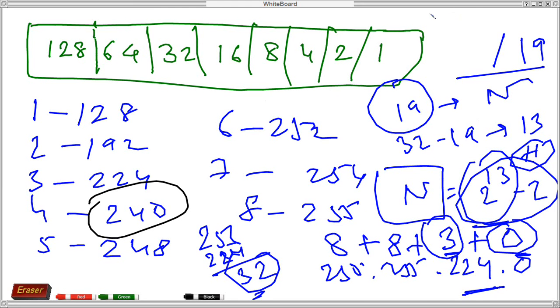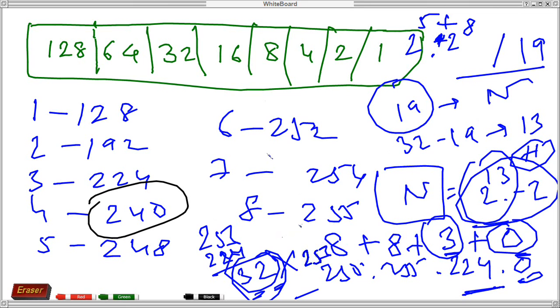It will be 2 to the power 8 plus 2 to the power 5. So 2 to the power 13 we can write as 2 to the power 5 times 2 to the power 8, since 5 plus 8 equals 13. So 2 to the power 5 here and 2 to the power 8 here. 2 to the power 5 means 32, that is the block size. So 32 times 256, because 2 to the power 8 is nothing but my 256. That is how it is calculated.